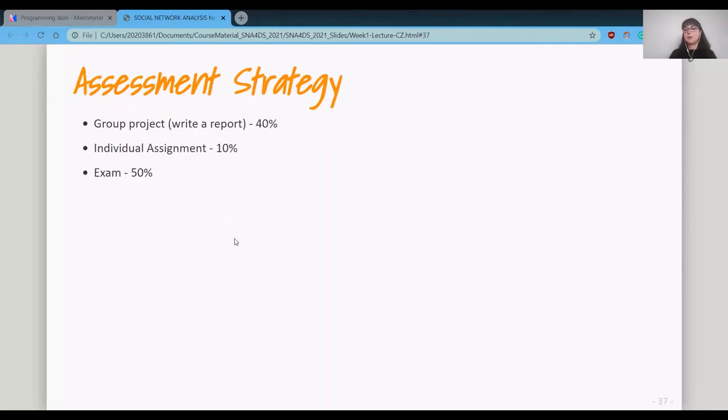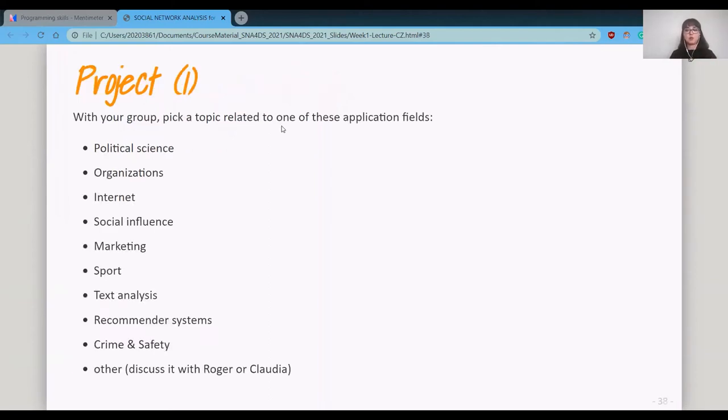Okay, assessment strategy. You already know very well that you work in groups, and your group project is 40% of your mark. So it's a consistent part of your mark. Then you have an individual assignment in which we basically want to know what you did in your group, what your role was. We will tell you about that later, but this is a small assignment. The other thing is the exam. Okay, let's get a little bit into all of this.